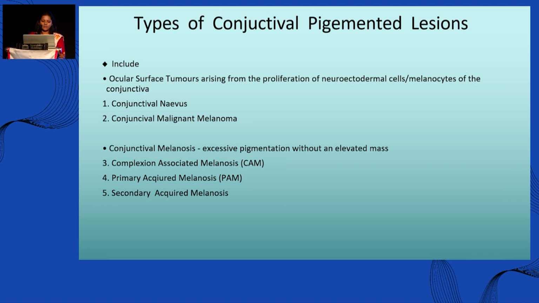The next type is the conjunctival melanosis. So this is not actually a proliferation. It's mainly caused by excessive pigmentation, and it manifests without an elevated mass. So this includes the complexion associated melanosis, the primary acquired melanosis, and the secondary acquired melanosis. So we'll discuss these different types of lesions in the coming slides.